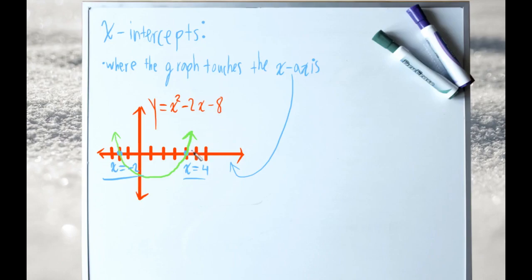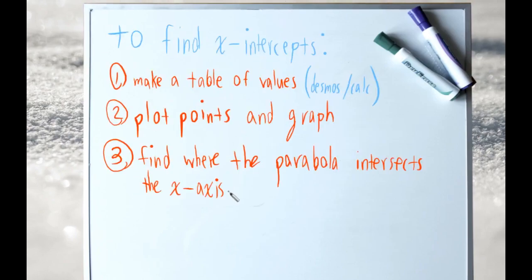When we're doing x-intercepts and solving, we're just going to have it in the form x equals a number. So here are my 3 steps on how to do this. First, we need to make a table of values using either Desmos or our calculator, and this is how you do it on our calculators. Step 2 is to plot the points and graph. Finally, we're going to find where the parabola intersects the x-axis.